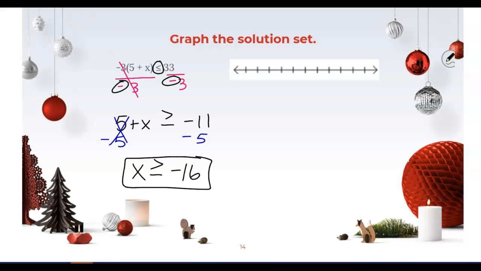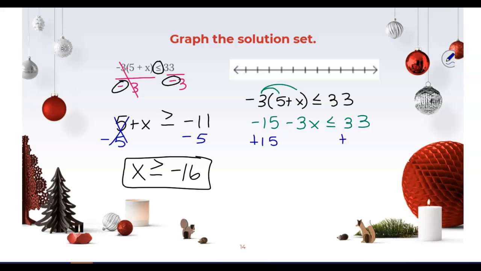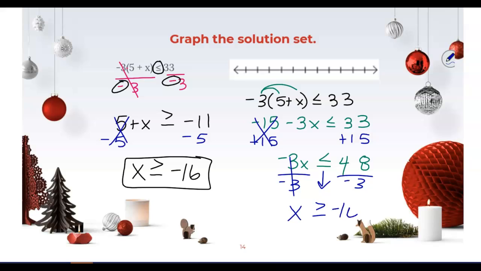All right, let's do it another way. When I was in high school, I definitely distributed. So I would have done negative 3 times 5 and negative 3 times x. And then I would have added the 3x over because I didn't ever want to divide by a negative. But let's just keep it here. So I would add 15 to each side. That negative is still belonging to the x term. So what is that, 48? And now divide by negative 3. And you've got to flip this inequality. And as you can see, we got the same answer.